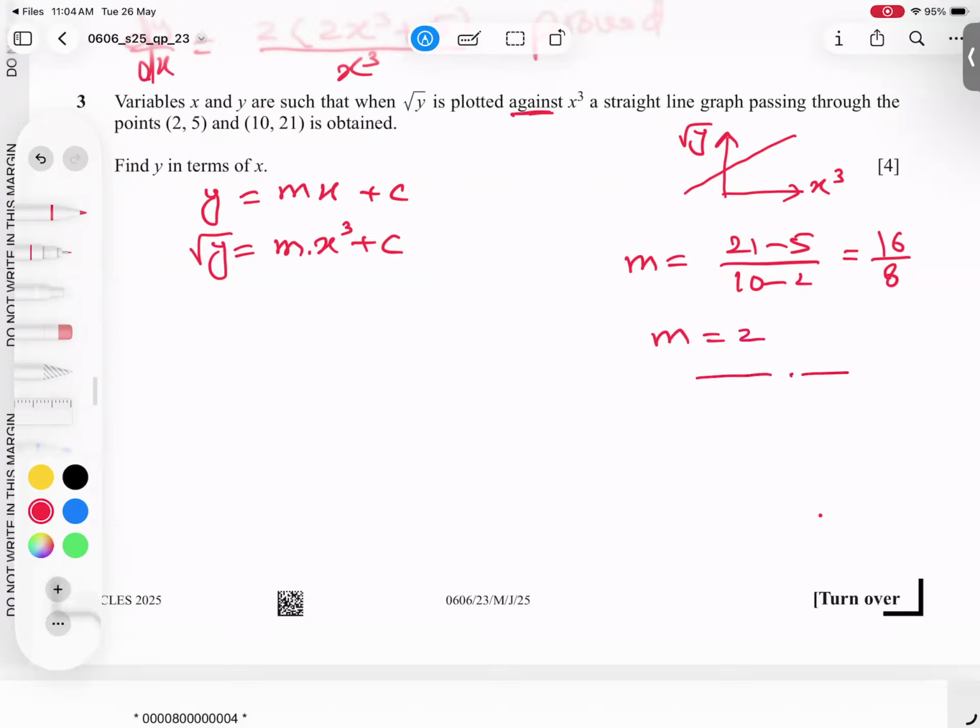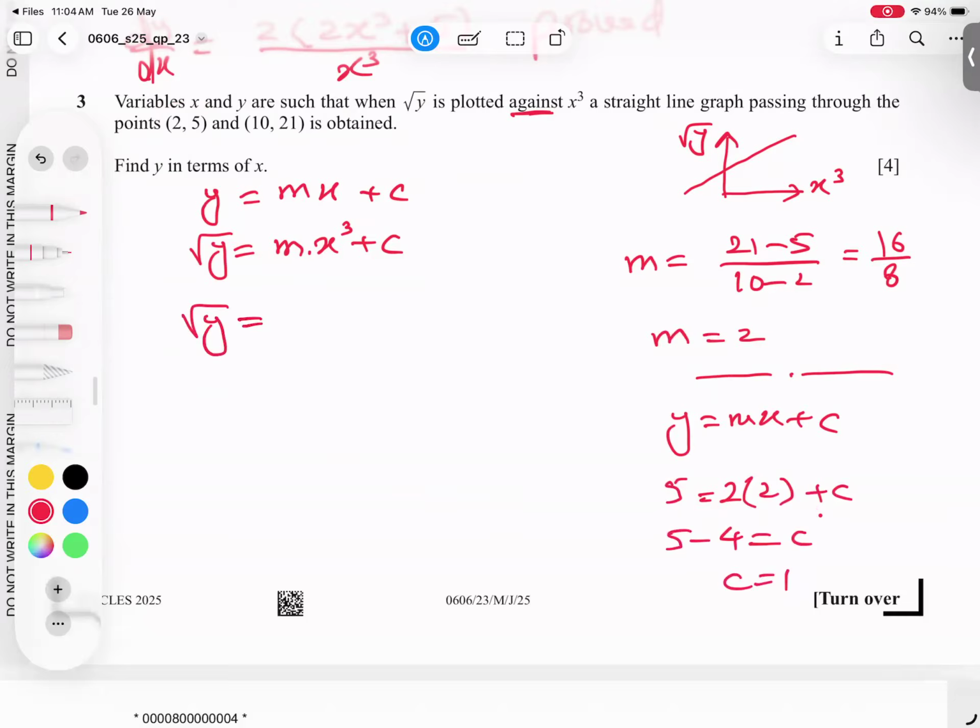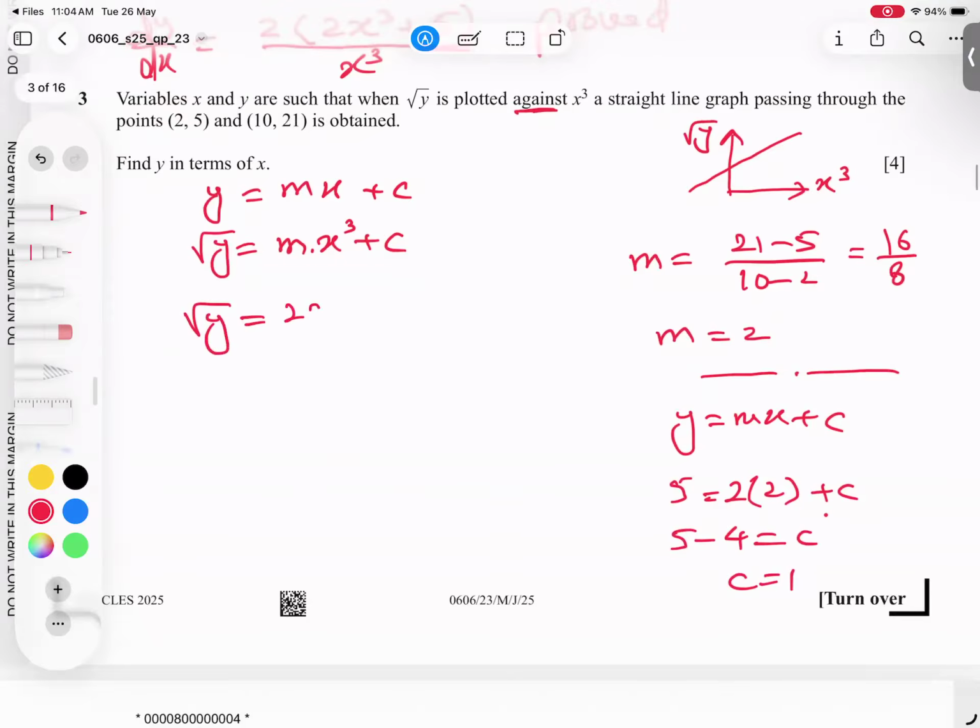So I'm looking for the y-intercept, the c value. For that reason, y equals mx plus c. I'll use m from here and any pair from here. I use smaller numbers, 5 in place of y and 2 in place of x. The 5 minus 4 gives us 1. So these two values I'm going to plug in there. M value is 2 and c value is 1.